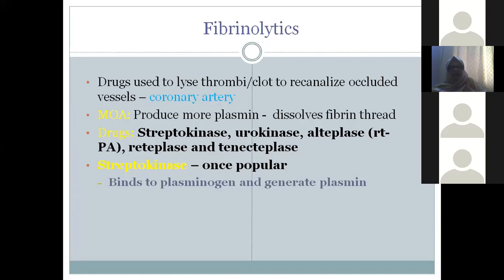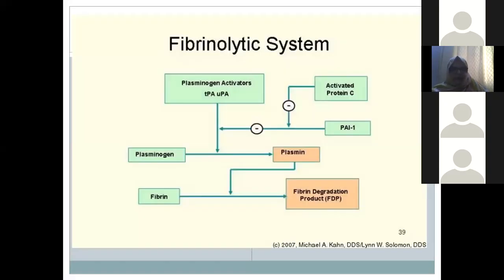Let's come to fibrinolytics or thrombolytic agents. These are drugs that are used to lyse the thrombus or clot to recanalize the occluded vessel, such as a coronary artery. Mechanism of action: it produces more plasmin, which dissolves the fibrin thread. Drugs that come in the category of thrombolytics are streptokinase, urokinase, alteplase, reteplase, and tenecteplase. Streptokinase was once a popular drug, and it binds to plasminogen and generates plasmin.